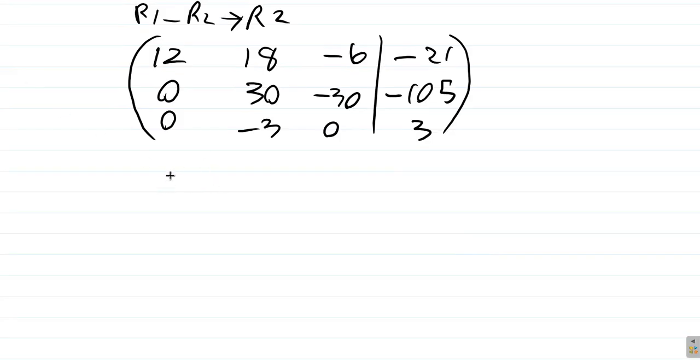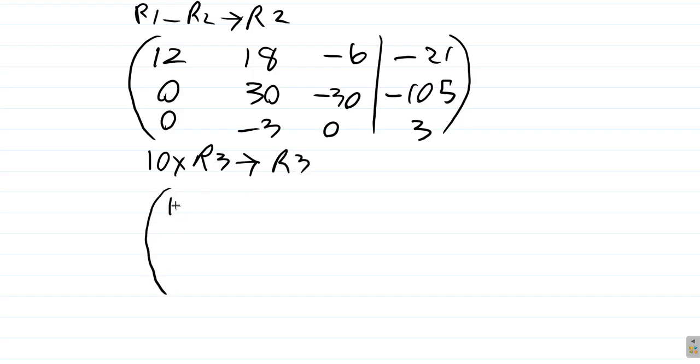So try and get a 0 under the 30. Get a 0 under the 30. If we multiply row 3 by 10, we get a negative 30 under the 30 and we could add them. So 30 plus negative 30 is 0. So 10 times row 3 gives us one new row 3.